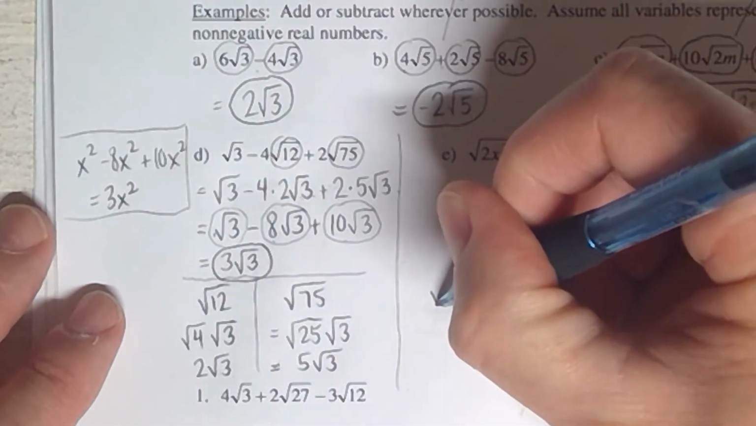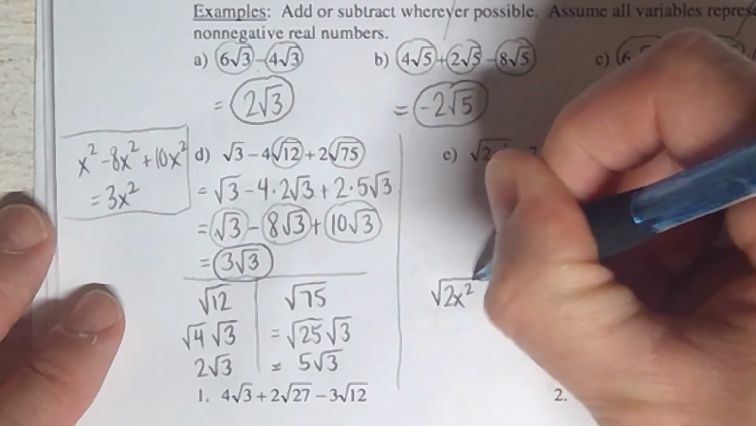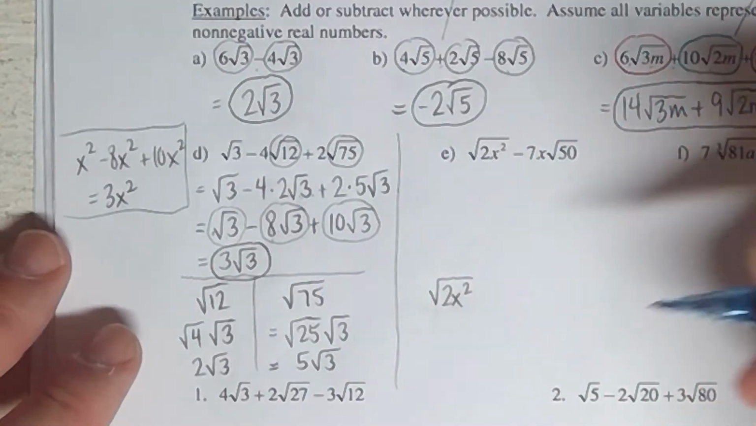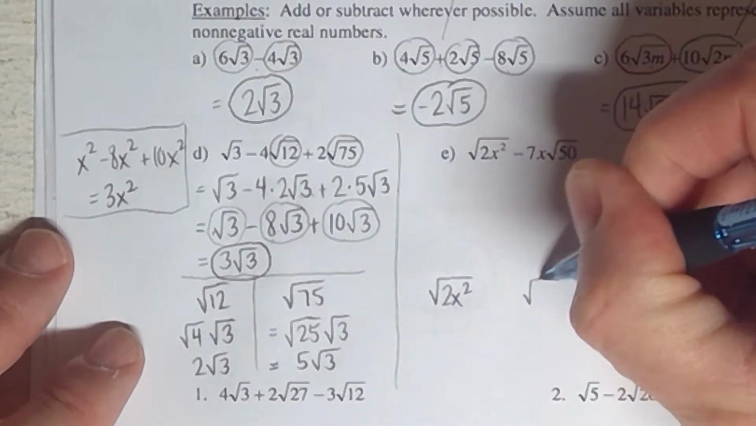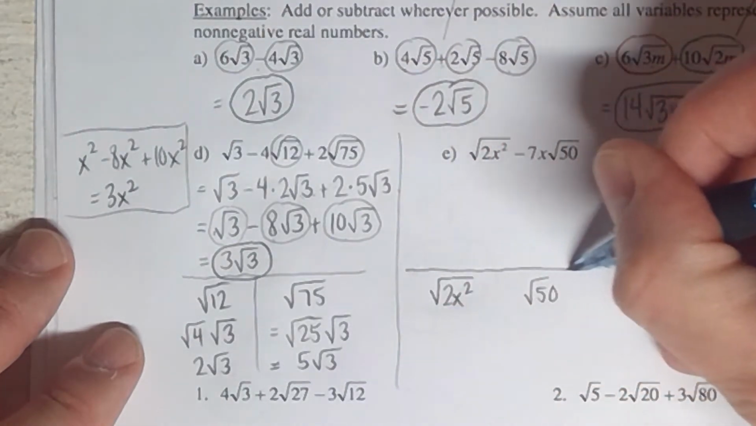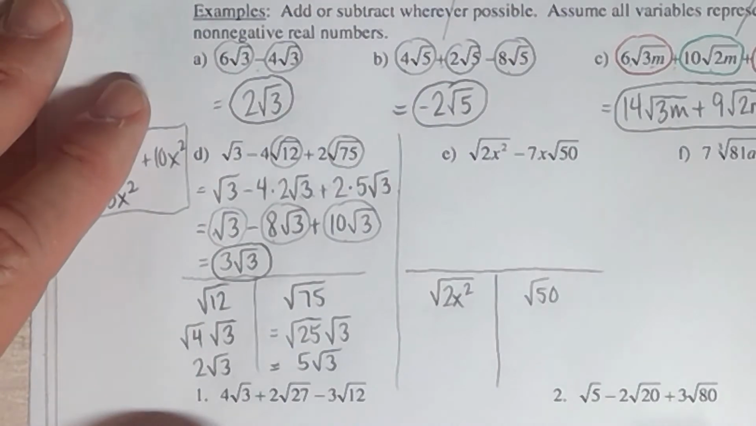So the radicals are not the same. I need to try to make them the same so that I can then subtract these two things. Okay? That's what we do when they ask us to add and subtract radical terms. We try to make the radicals the same if they are not the same already.